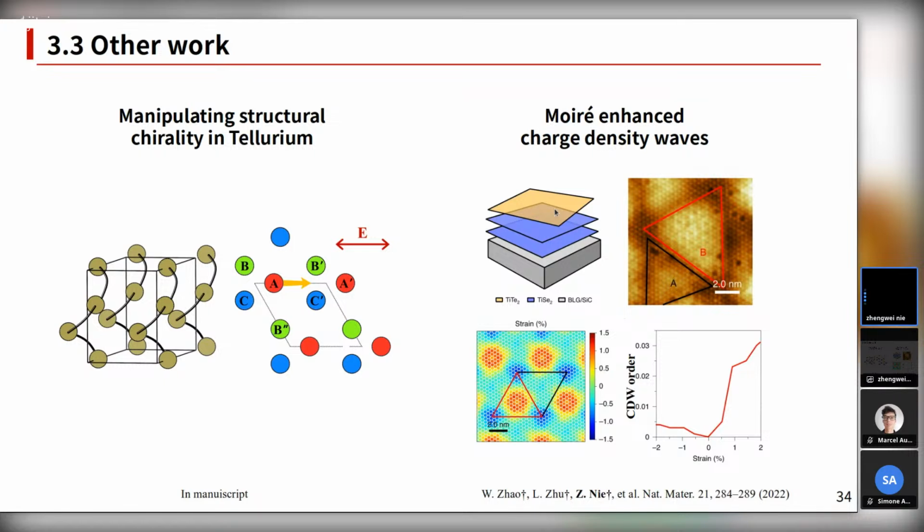Moiré is, if we stack two different materials together, because their lattice parameters are slightly different, to make them match, there should be a very huge superlattice. So it would be like a diffraction.